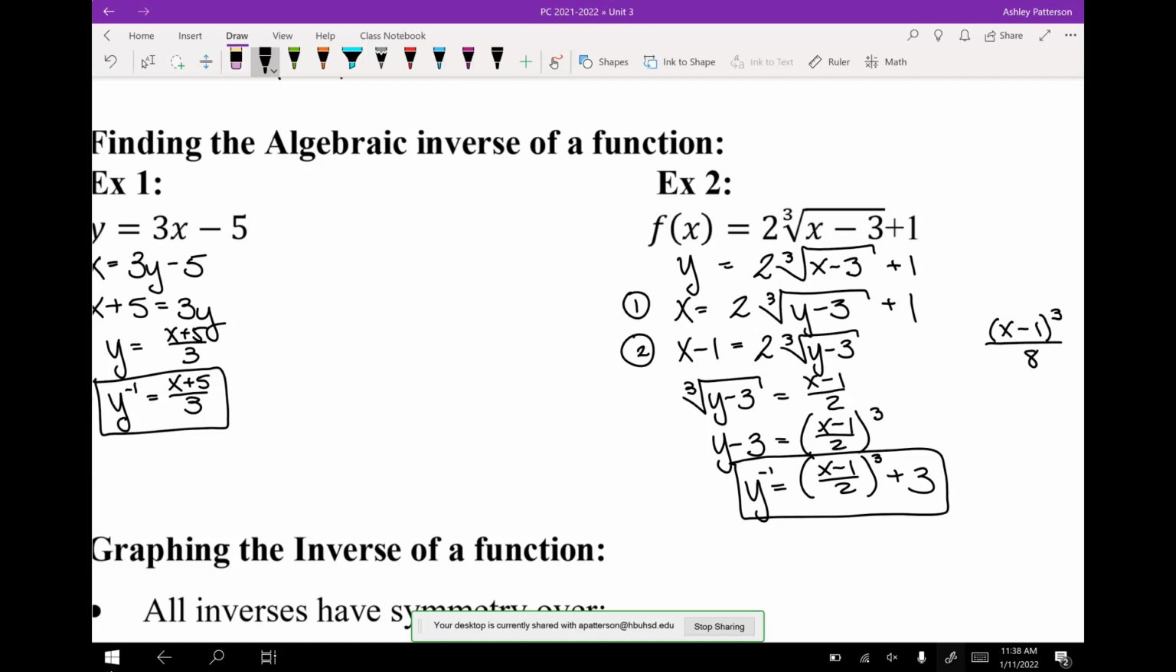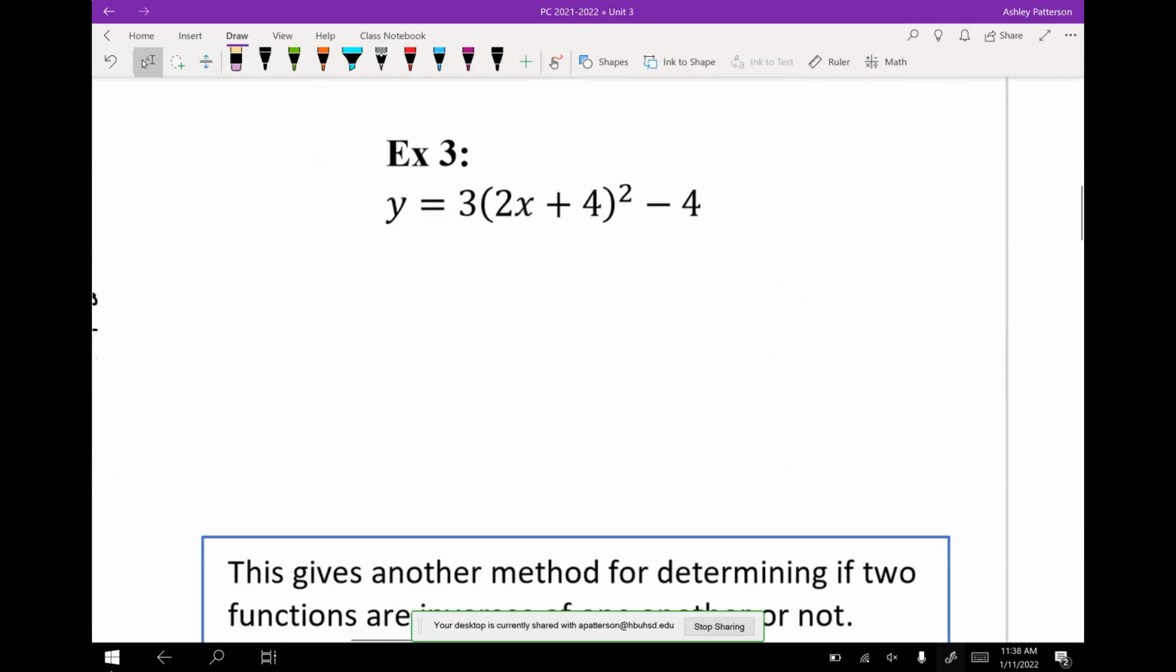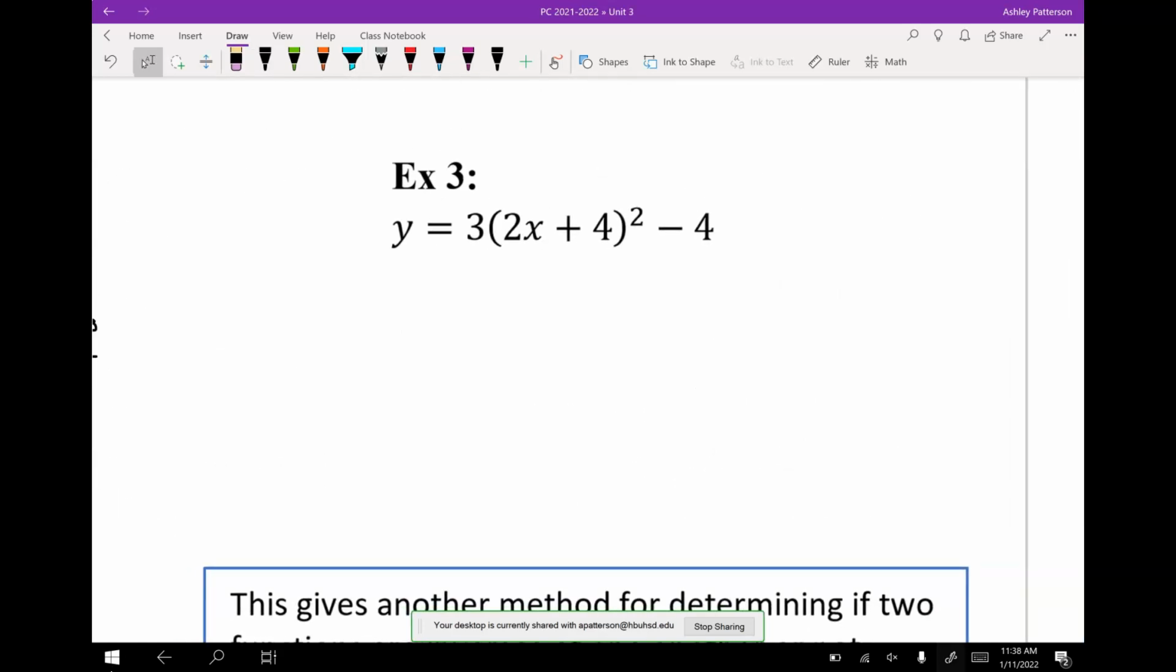Okay, well, let's do one more, shall we? What is this? It is a function, yes. What do we call this? Quadratic. Yes, it's a quadratic. What does it look like on a graph? Oh, good. Okay, thanks. All right, so step 1 in finding the algebraic inverse.